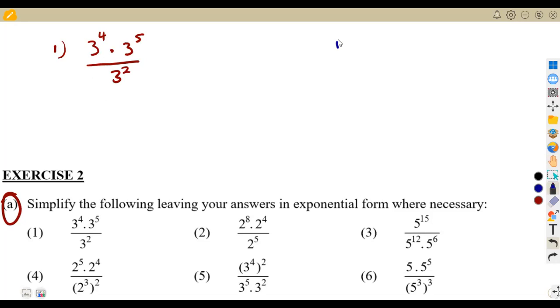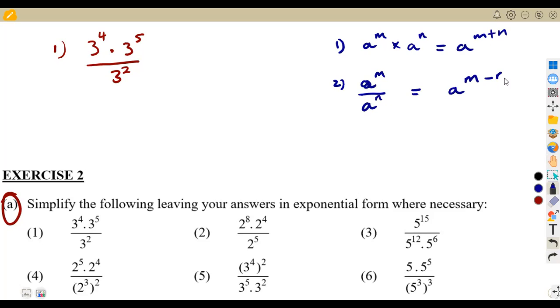The two laws that we're going to focus on are: a to the exponent of m multiplied by a to the exponent of n gives a to the exponent of m plus n. We add our exponents. And the second one, on the division part, is a raised to the exponent of m, divided by a to the exponent of n, because we are maintaining the same bases, which is going to be a to the exponent of m minus n.